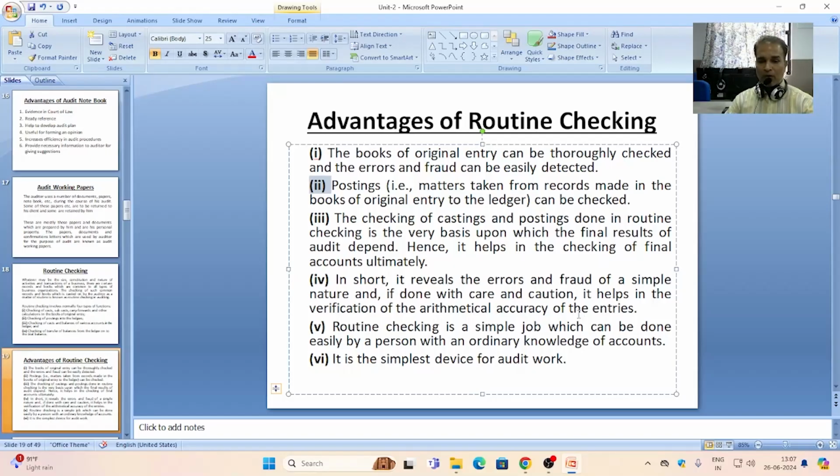Routine checking is very important and is a simple job which can be done easily by a person with an ordinary knowledge of accounts. There is no specific knowledge required by the auditor. Even the staff of the auditor can easily do the routine checking. It is also important as routine checking is a very simple device of audit work. So there are various advantages of routine checking under the process of auditing.